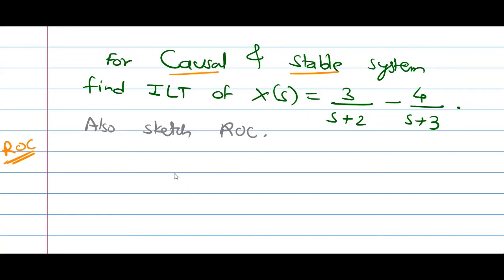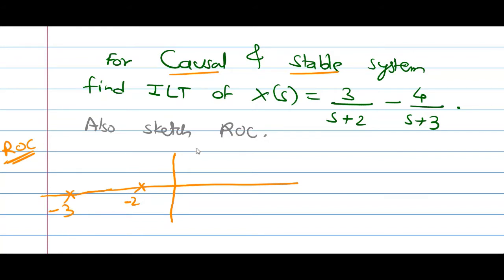So first of all, locate the poles in the S-plane. One pole is at minus 2, since s plus 2 equals 0. Another pole is at s plus 3 equals 0, so another pole is at minus 3.